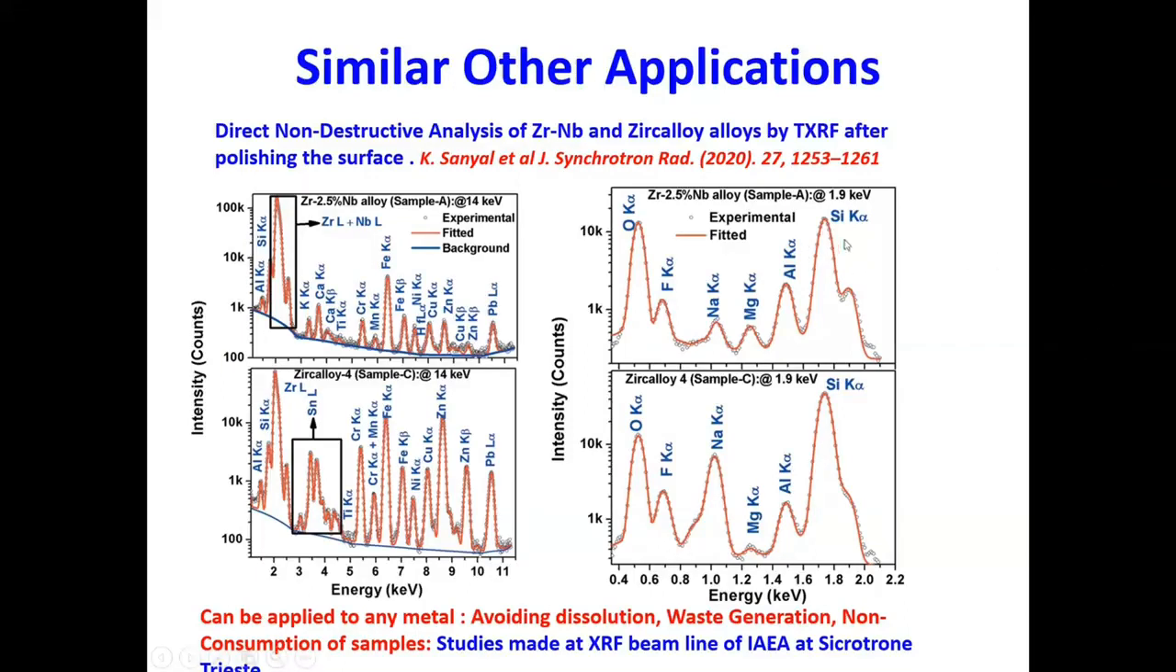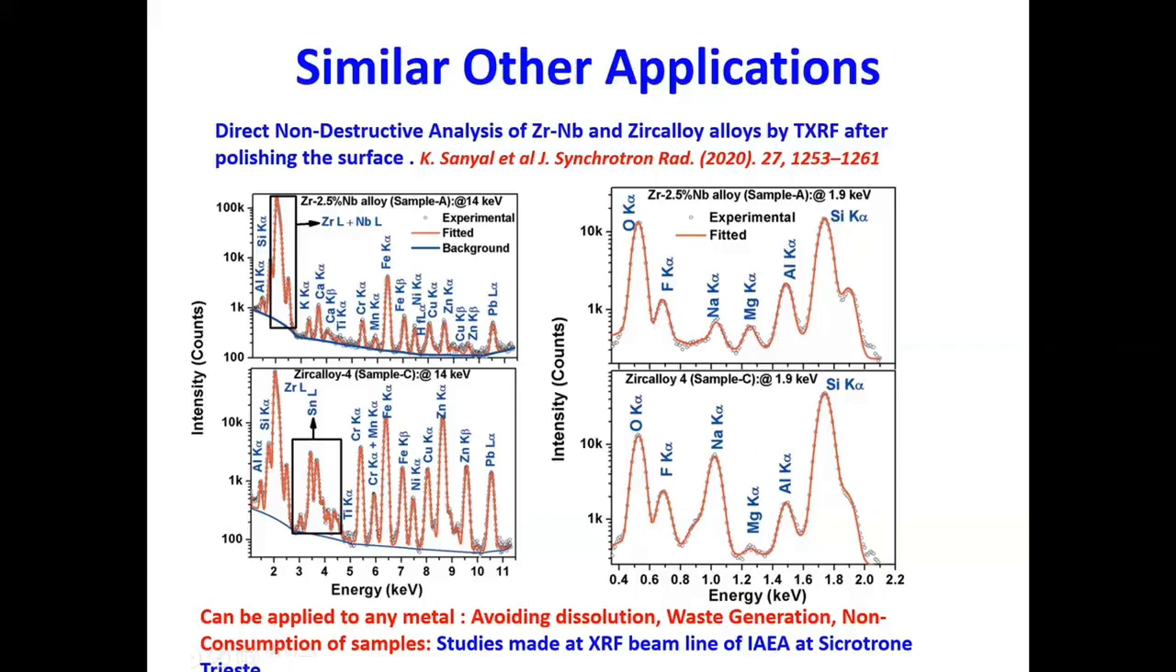The 1.9 keV excitation was used for low atomic number elements and 14 keV for medium atomic number elements, but aluminium was common. Here we analyzed aluminium with 14 keV, and whatever value of aluminium we got, we assumed that aluminium is the internal standard and analyzed the low atomic number elements.